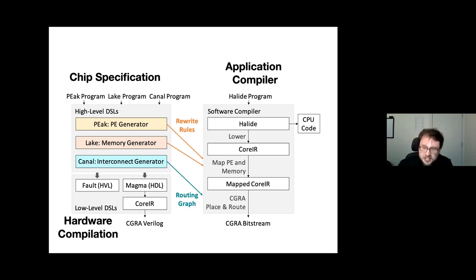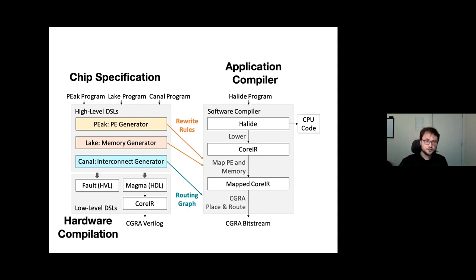Importantly, the Peak and Lake programs themselves generate relevant rewrite rules in order to do the application mapping step of the compiler. That's the meta-compilation portion of this application compiler, where these specifications give the mapper the tools to map to this particular version of our accelerator. Similarly for interconnect, the interconnect will produce some collateral which represents a routing graph, so that we have a place and route tool that can eat that and then place and route any compiled application onto the particulars of this thing.